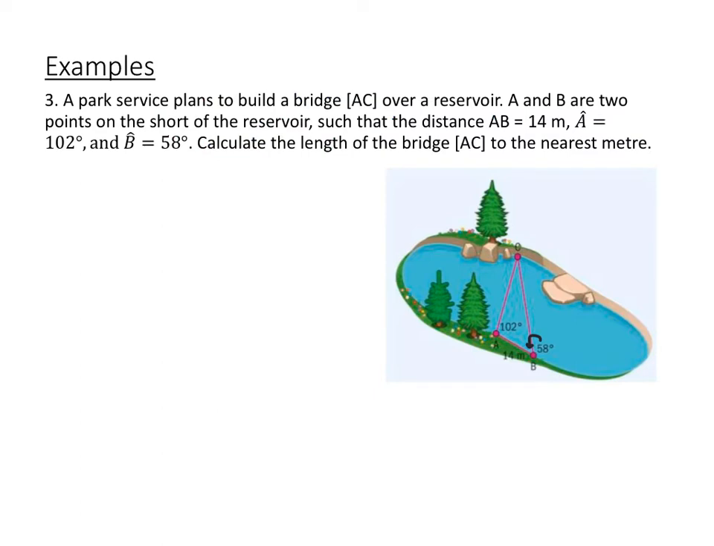This next example says a Park Service plans to build a bridge AC over a reservoir. Points A and B are 2 points on the short side of the reservoir, where distance AB is 14 meters. Angle A is 102 degrees, and angle B, which is inside the triangle, is 58 degrees. So given this information, calculate the length of the bridge AC to the nearest meter.